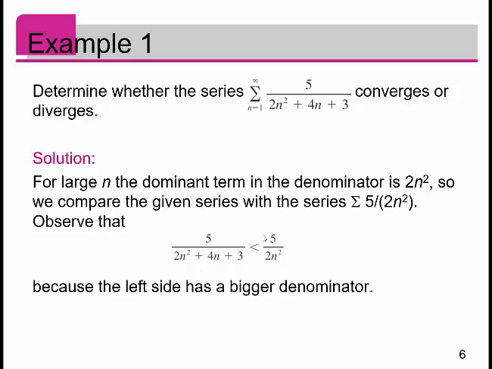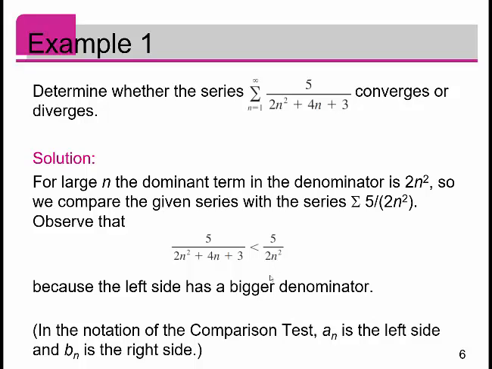Observe that this inequality holds because the left side has a bigger denominator. You can kind of see where we're going. Now we want to see if this series right here is convergent or divergent. Obviously, because the given series is less than this one, we're going to show that this series here is convergent.